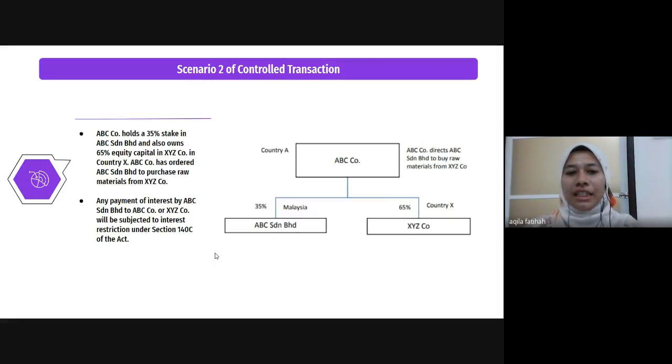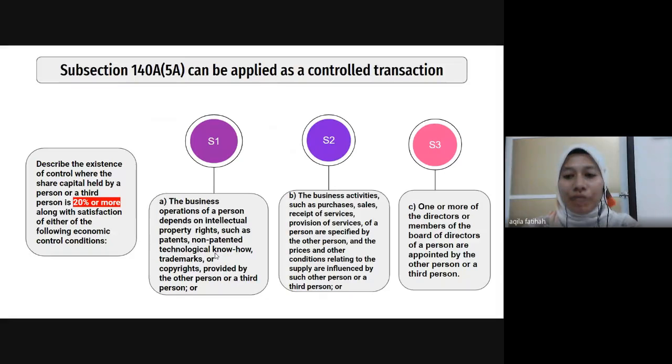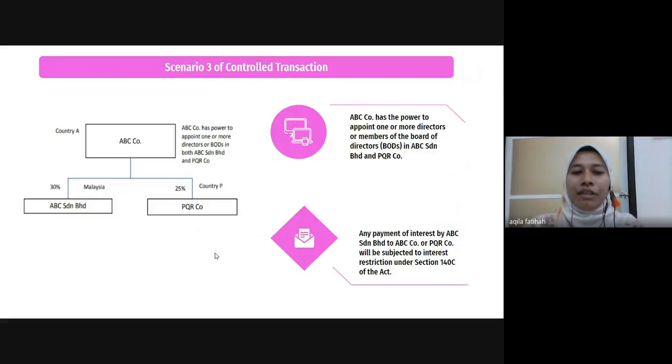This is when ABC company has power to appoint one or more directors or board of directors in both ABC Sdn Bhd and PQR company. So we can tell ABC company has the power to appoint, just like a third person, another person from outside the company that appoints the directors to ABC Sdn Bhd and PQR company. Understand? This is provided that ABC company has more than 20% share in ABC Sdn Bhd and also PQR company. This transaction is a control transaction.